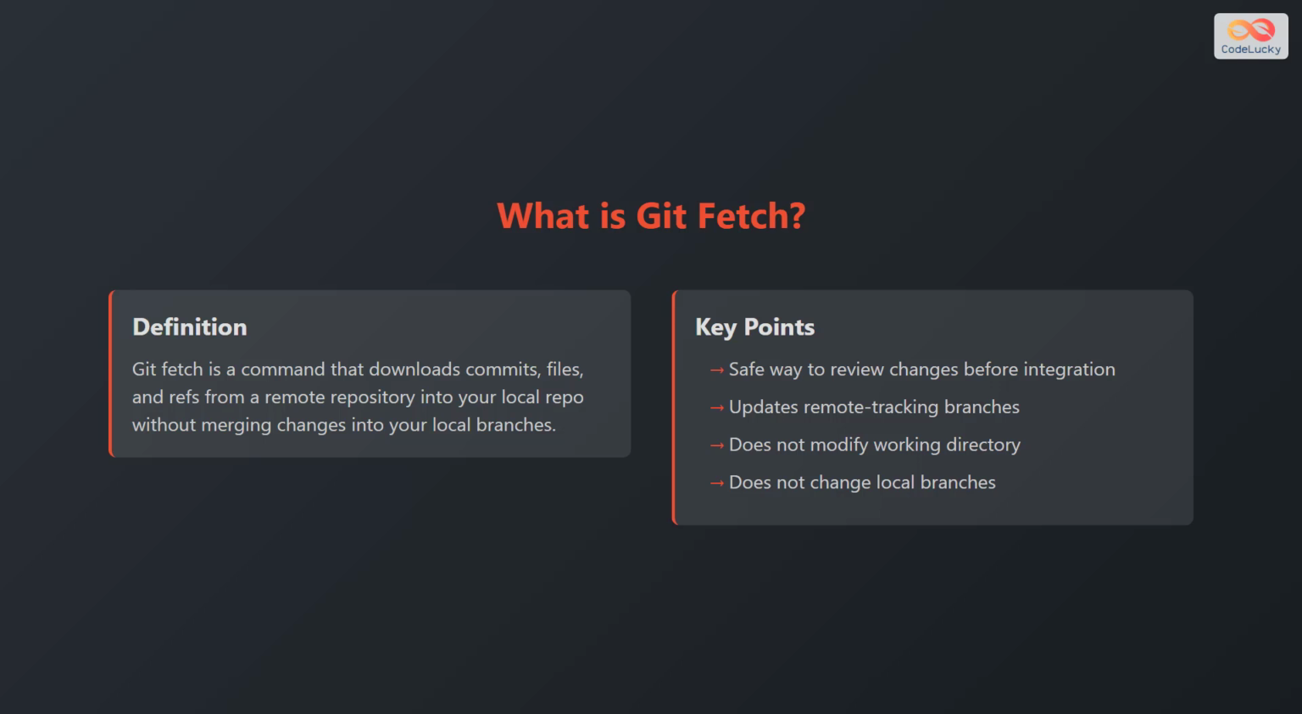It updates what are called remote tracking branches. These are local representations of the branches on your remote repository. Most importantly, Git Fetch will not modify your working directory, the files you are currently working on, and it also will not change your local branches automatically.